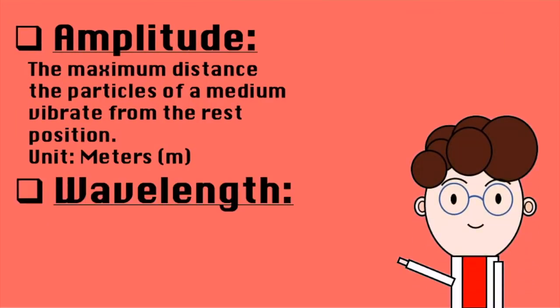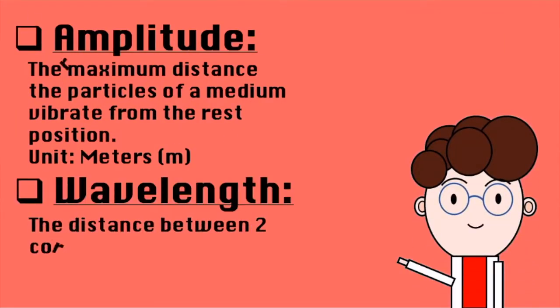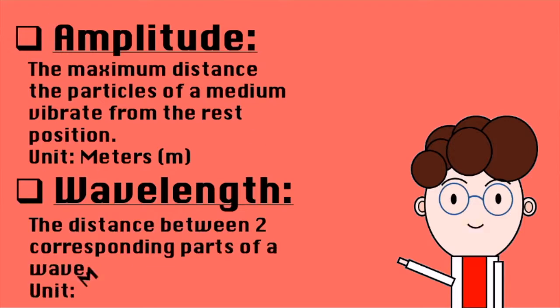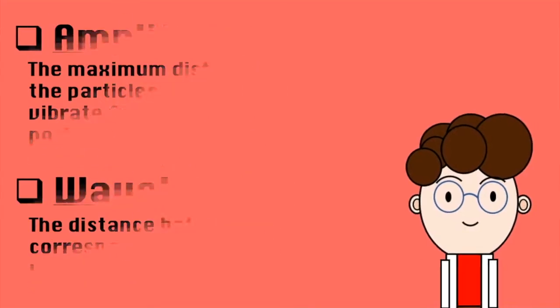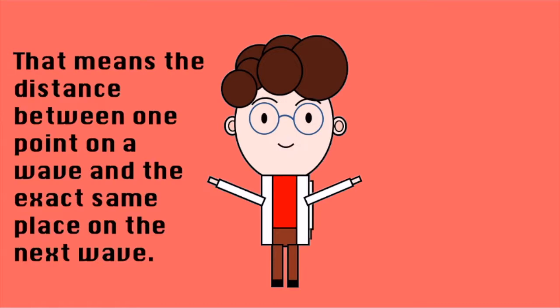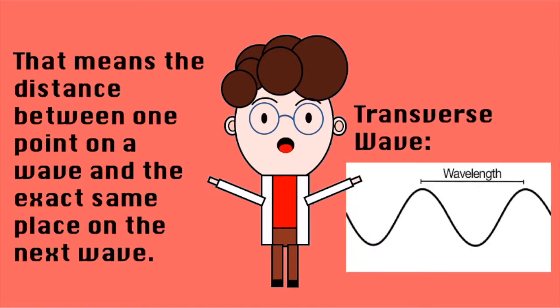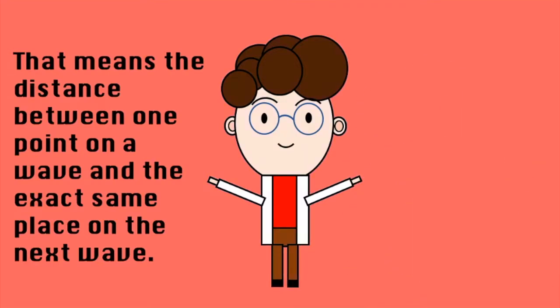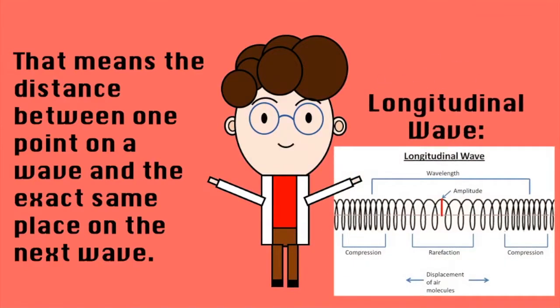Another property would be wavelength. A wavelength is the distance between two corresponding parts of a wave, and it's also measured in meters. That means that it is the distance between one point on a wave and the exact same place on the second wave.